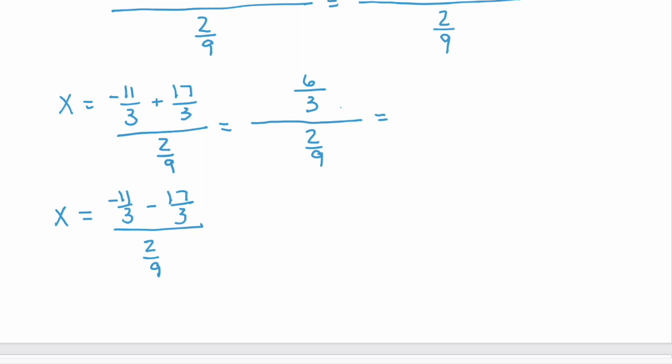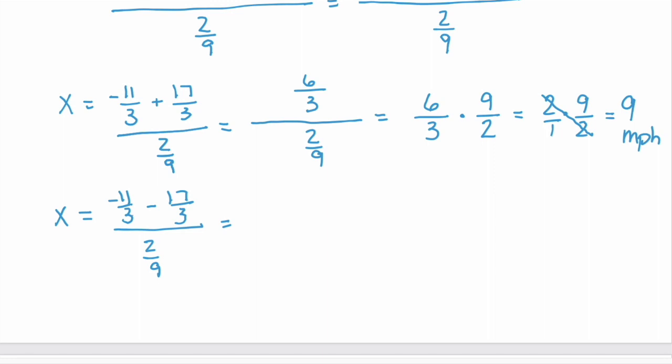Well, a fraction divided by a fraction is the same as the numerator times the reciprocal of the denominator. Well, 6/3 simplifies, so this is actually 2 times 9/2. And those 2s simplify, so the first answer is 9. And we're talking about a speed, so 9 miles per hour. Let's look at the next one.